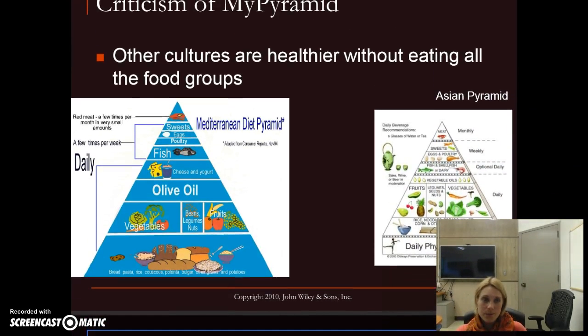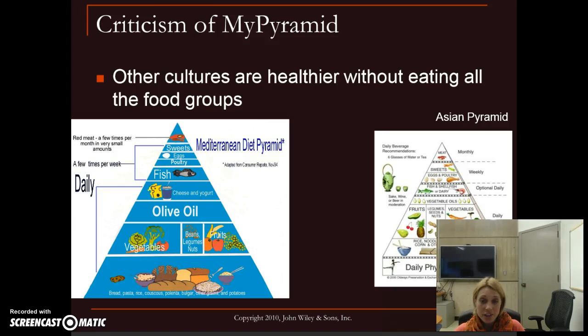Another criticism would be that other cultures are healthier without eating all the food groups. If we look at the Mediterranean diet pyramid, you can see that their oil intake is way over our oil intake. They have an entire food group that's olive oil. They also have way less animal protein. Red meat is only recommended a few times a month in really small amounts. The eggs, poultry, and fish just a few times a week, maybe dairy once a day.